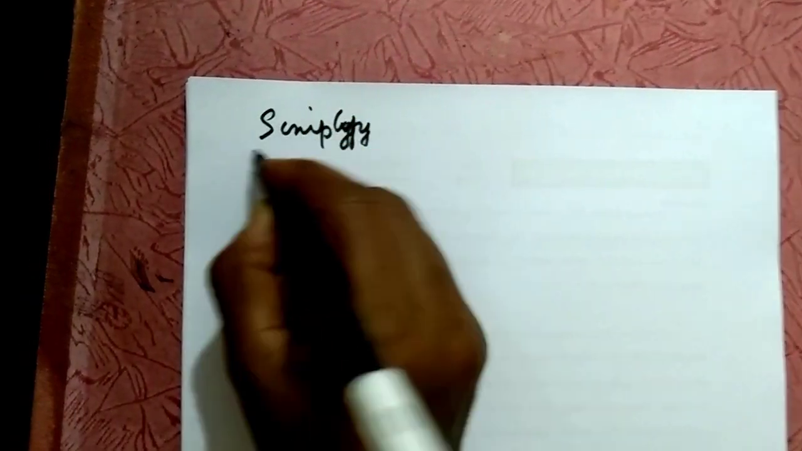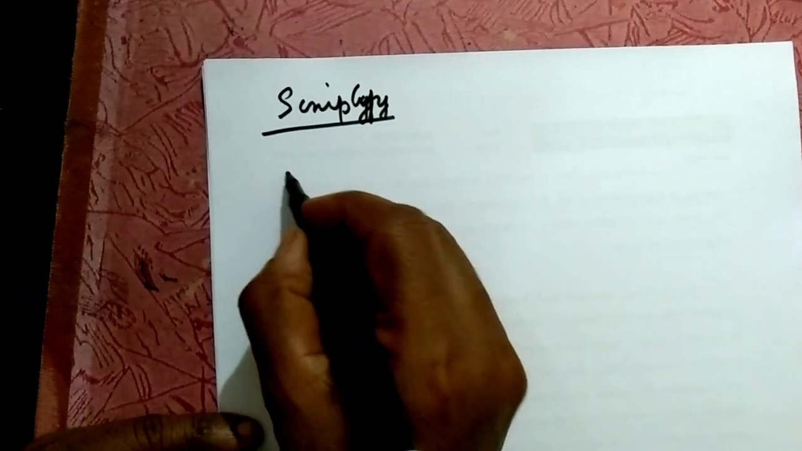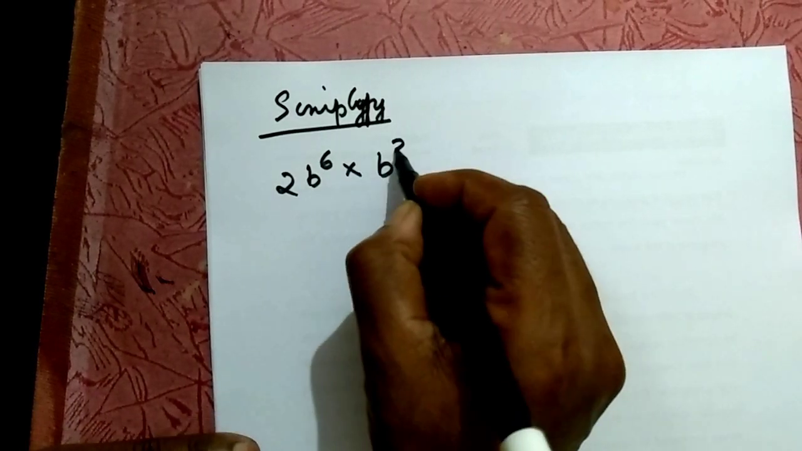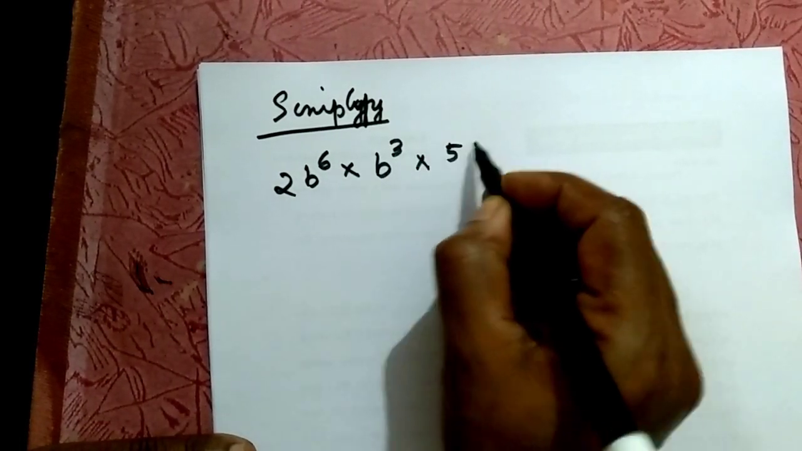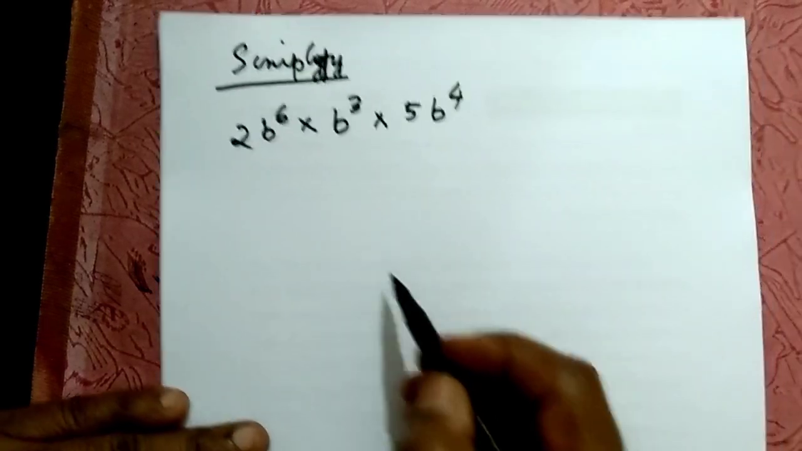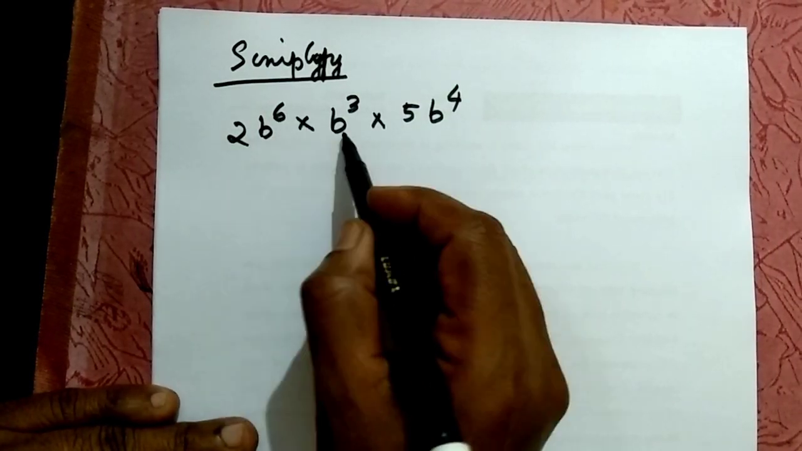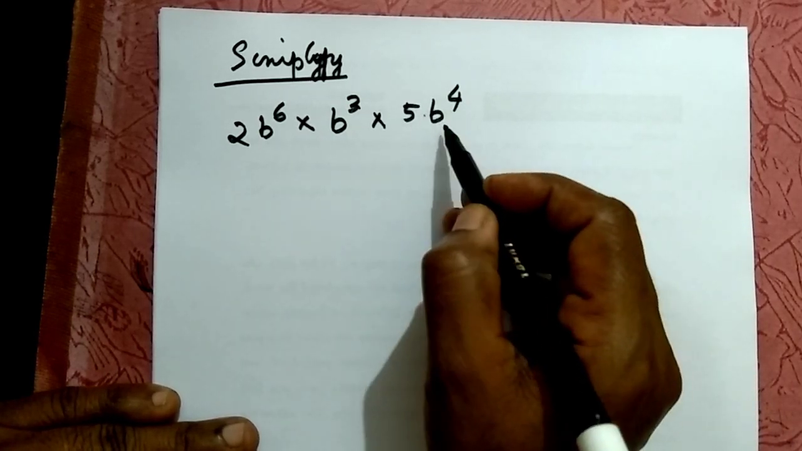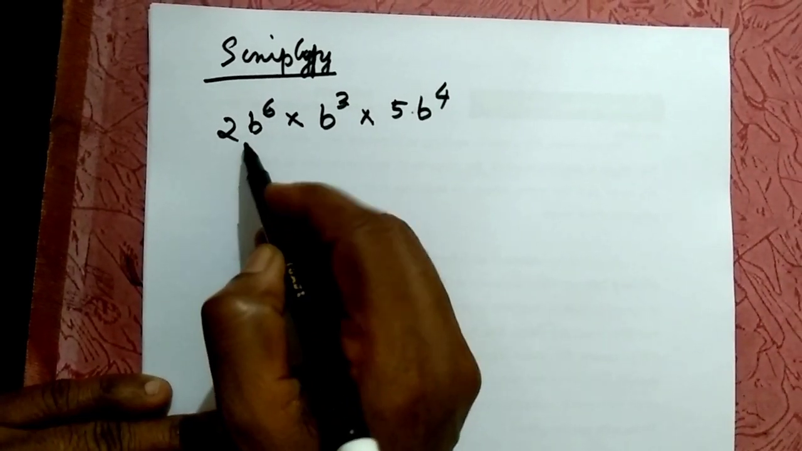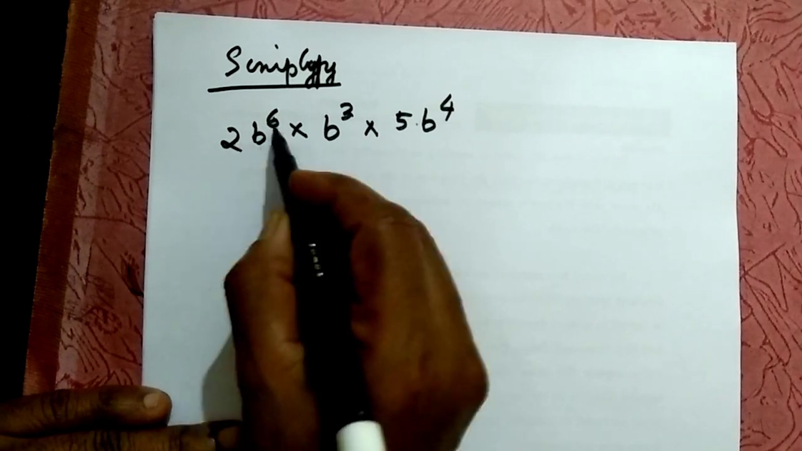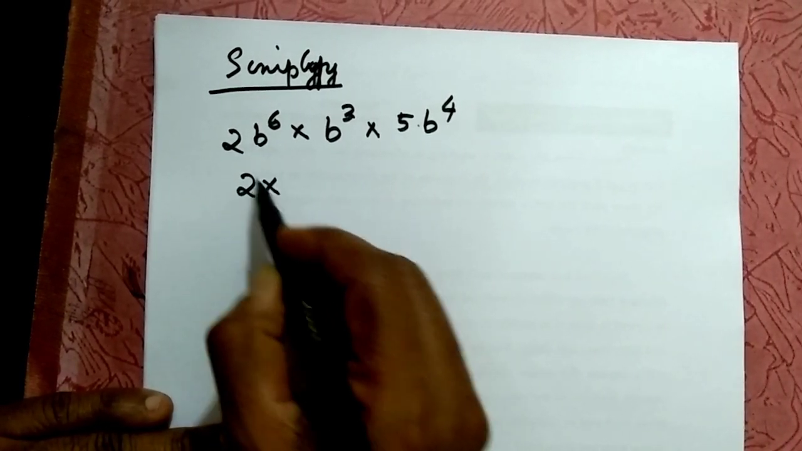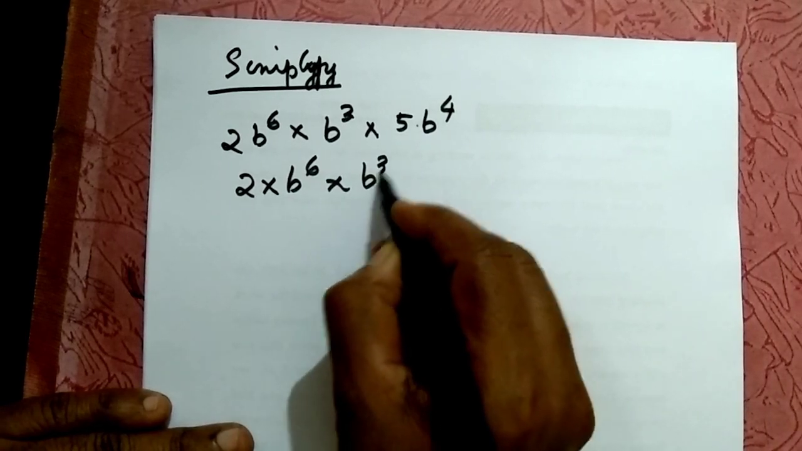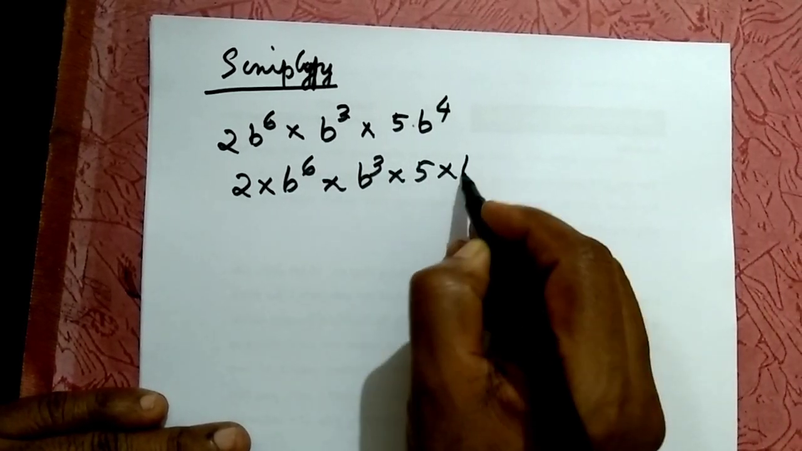Simplify. 2b raised to 6 into b raised to 3 into 5b raised to 4. 2b raised to 6 into 5 into b raised to 3 into 5b raised to 4. 2b raised to 6 means what? This can be split as 2 into b raised to 6 into b raised to 3 into 5 into b raised to 4.